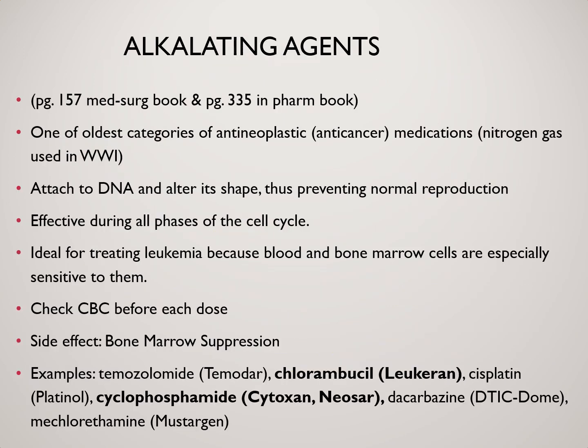Alkylating agents. So these can be found on page 157 of your Med Surg book. It's table 11.6. Also, you can look in your pharmacology book on page 335. There's some information about it as well. So your alkylating agents are one of the oldest categories of your anti-neoplastic medications. They help prevent reproduction of the cancer cells. They're effective during all phases of the cell cycle.